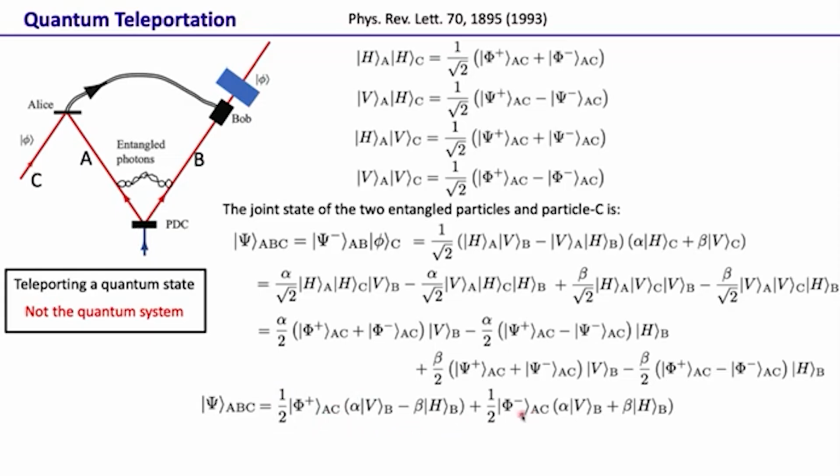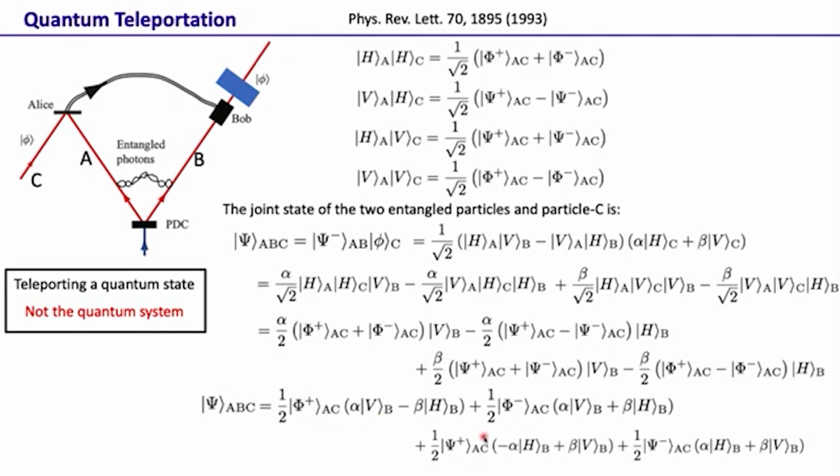Similarly, we can collect the terms containing phi minus and then write it like half phi minus for AC times tensor product alpha VB plus beta HB. And similarly, we can do it for the other two terms as well by collecting the terms containing psi plus and psi minus. So this is again just rewriting the same 3 particle state, and now we have it in terms of the state of particle AC, that is in terms of the Bell state, times the state of particle B. And then we see that this state contains a superposition of 4 different terms, a coherent superposition of 4 different terms.